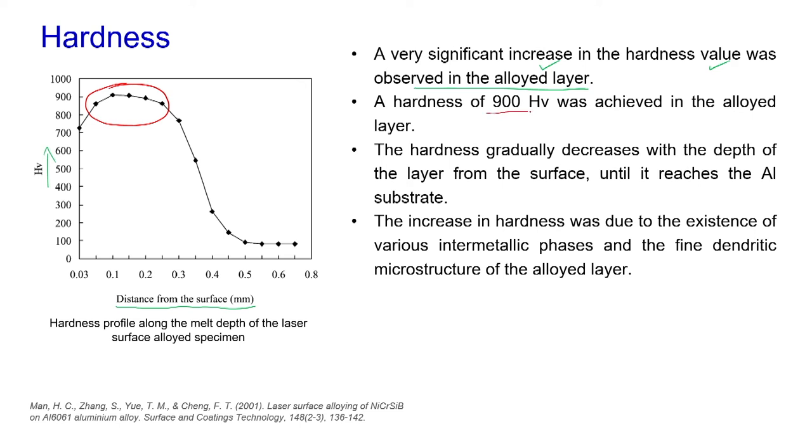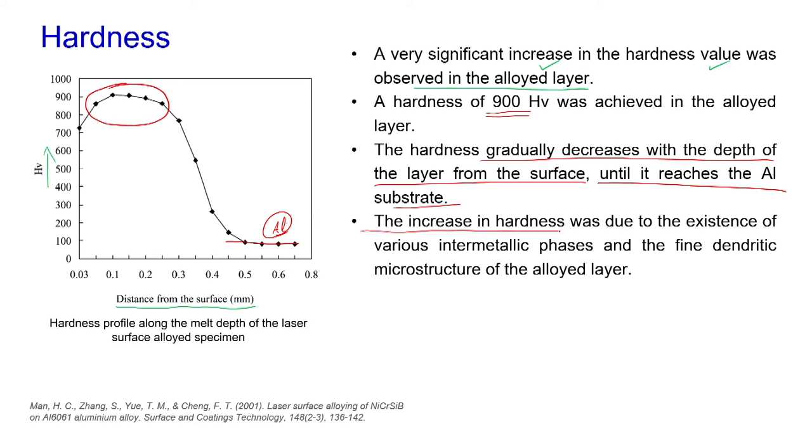The maximum hardness recorded was about 900 Vickers hardness, and then it gradually decreased with the depth of the layer from the surface until it reaches the aluminium substrate. It reaches here at this point, and this hardness is the aluminium substrate hardness.